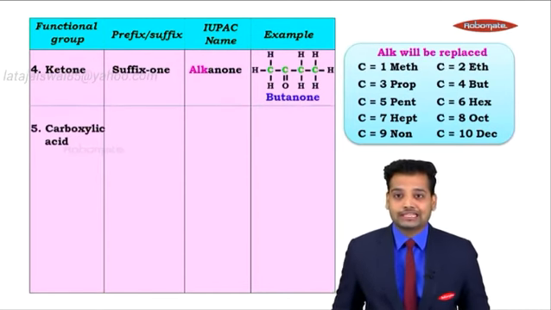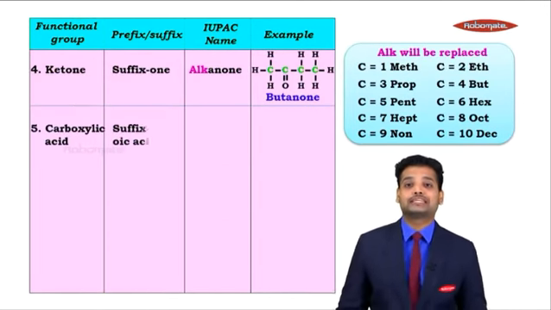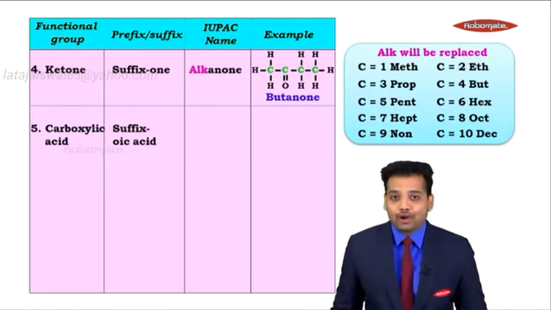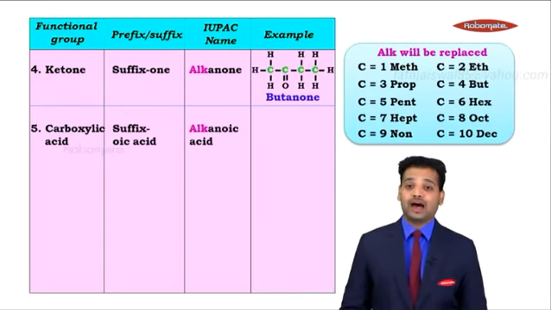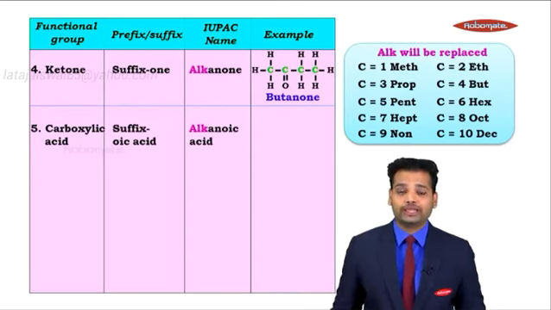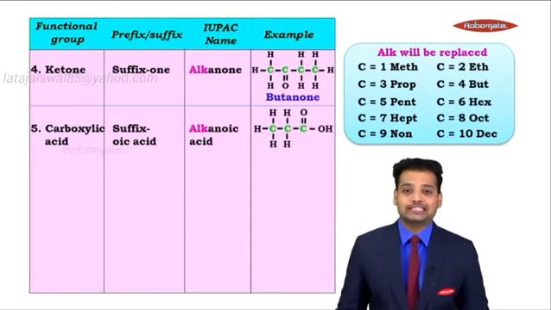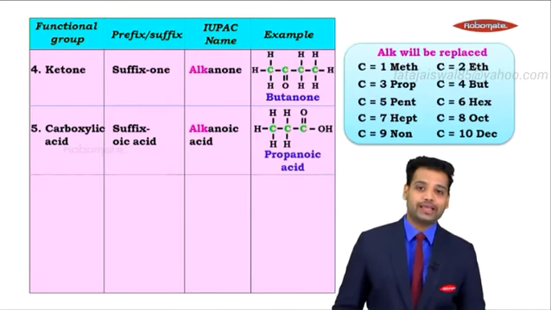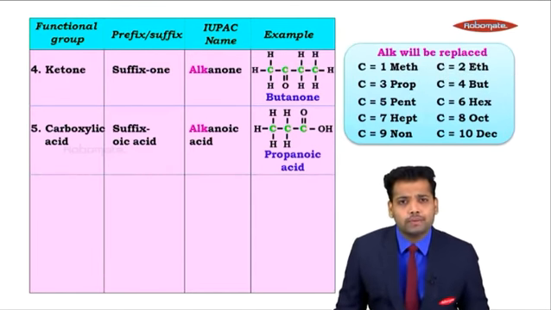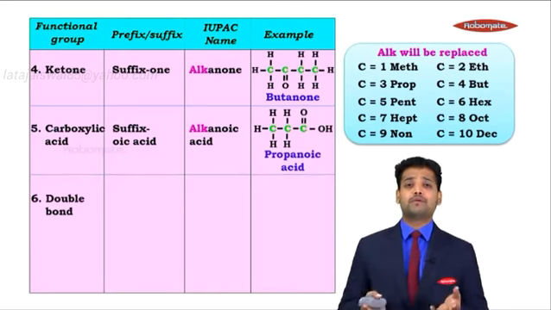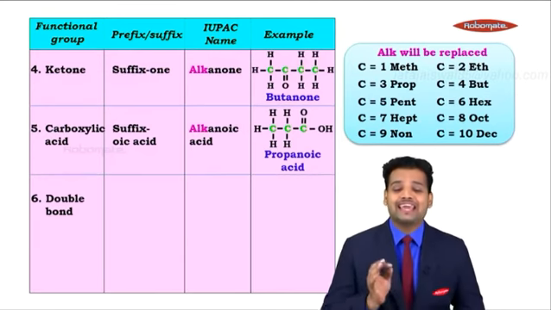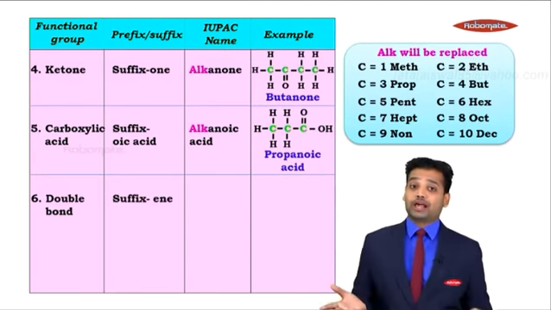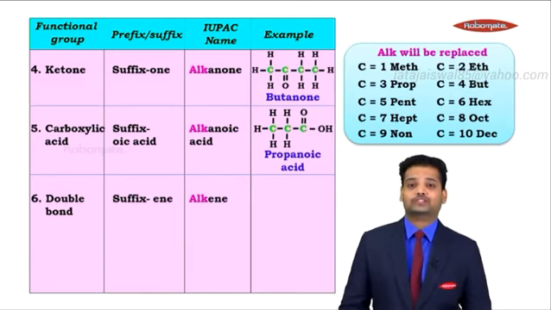Next is carboxylic acid, and the suffix given to carboxylic acid is oic acid. And oic acid will be added after alkane, making it alkanoic acid. So let's see this example over here. Carbon is 3, so propanoic acid. But what about the double bonds and triple bonds? Very simple. For a double bond, you will add the suffix ene. So it is simply not alkane, it is alkene. So we keep it alkene.